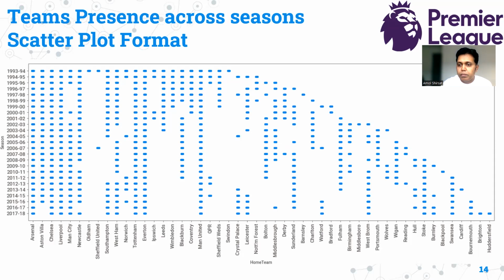While teams like Brighton and Huddersfield were present in 2017-18 only. Similarly, Swindon was present only in 93-94. Same is with Oldham. Same is with Sheffield United, which was present in 93-94 and then 2006-2007. So this gives us the idea of which teams were present in which seasons, and a general overview of the evolution of the teams with respect to the seasons and years.